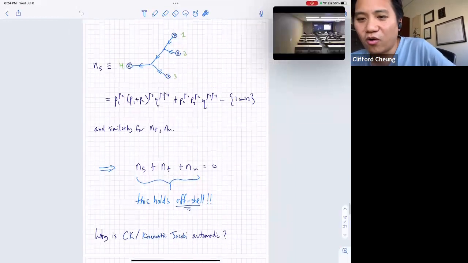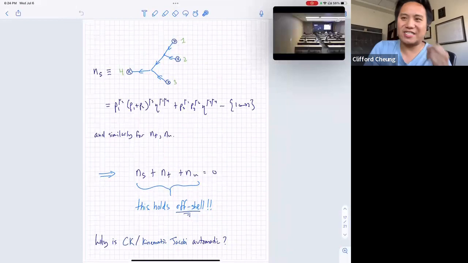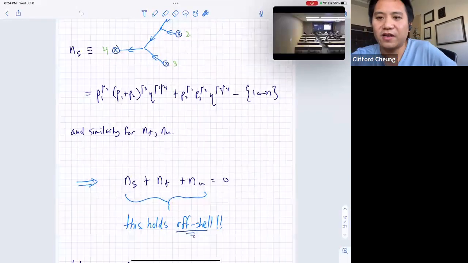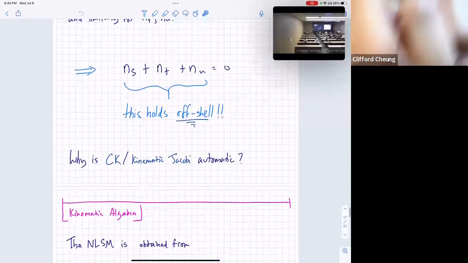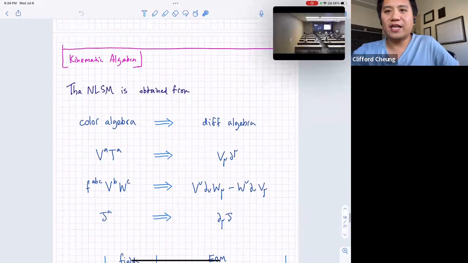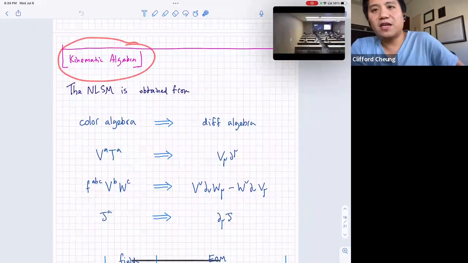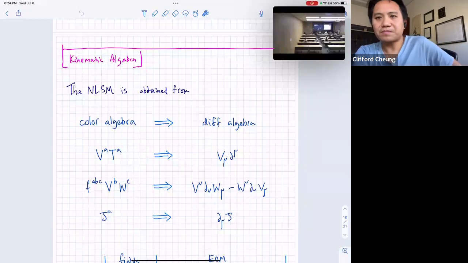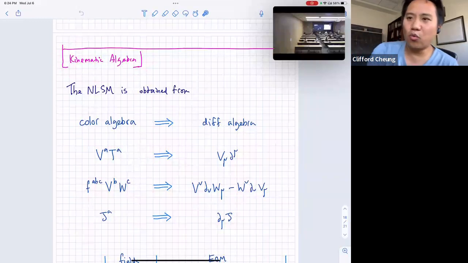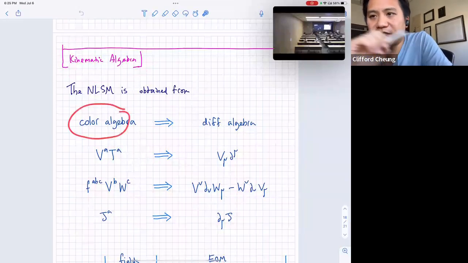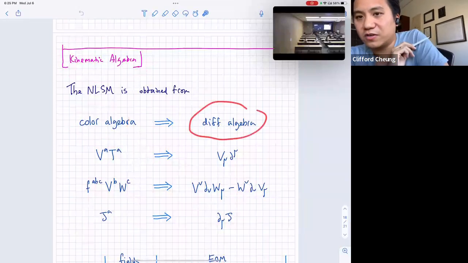Now why is that true? I've established that this thing has CK. What's the field theoretic reason? I'm going to tell you, it's actually very simple and elegant ultimately. There is a kinematic algebra. By this I mean, just like there's a color algebra, there's an algebra for kinematics. And the way it's related to color is that color algebras are sent to the diffeomorphism algebra.